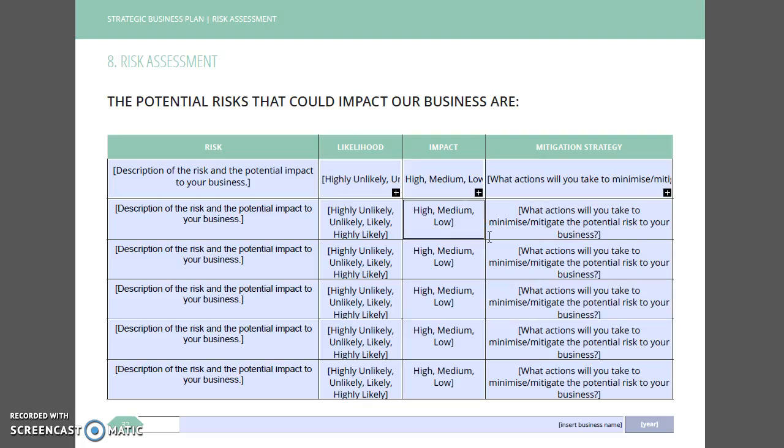I've also included in here a risk assessment you can do just to have a look at any risks that might impact on your business success, the likelihood, what sort of impact that each one would have, and a mitigation strategy to work around that.